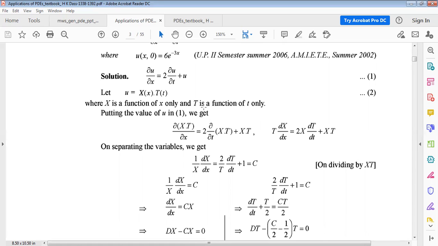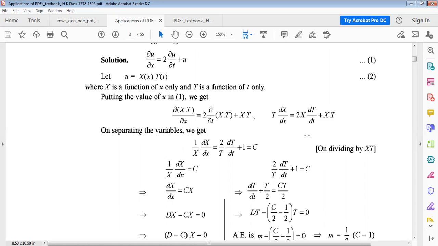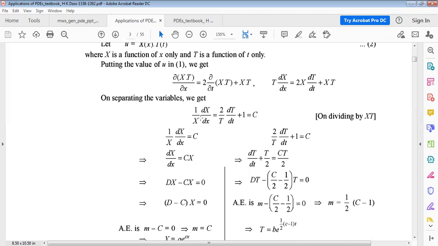Just putting the value of u in equation 1, we get this. Capital T is constant when we take ∂/∂x, and capital X is constant here, because this is the partial differential coefficient. So you can write this. Understand? Now on separating variables, we can write this equals this, minus this equals this, equals c. First one equals c and second one equals c.